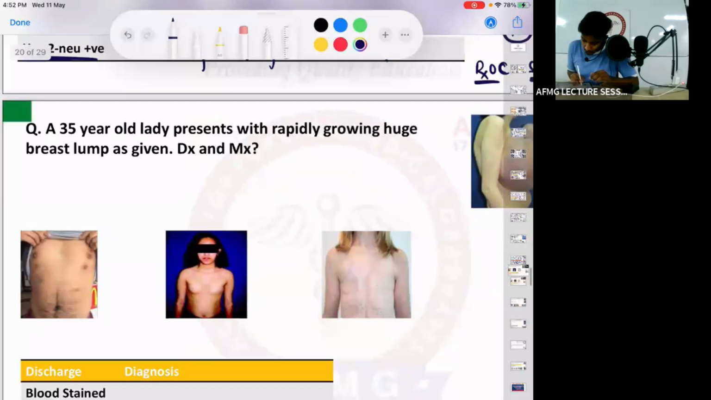A 35-year-old lady presents with a rapidly growing huge breast lump as given in the picture.